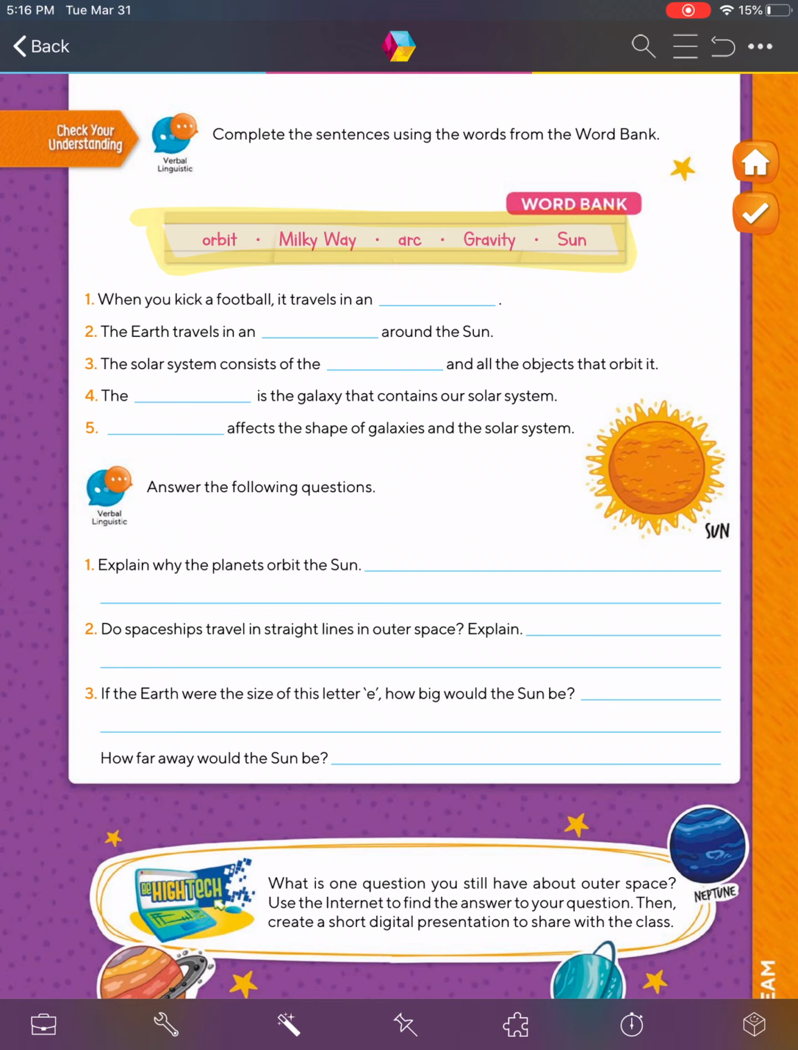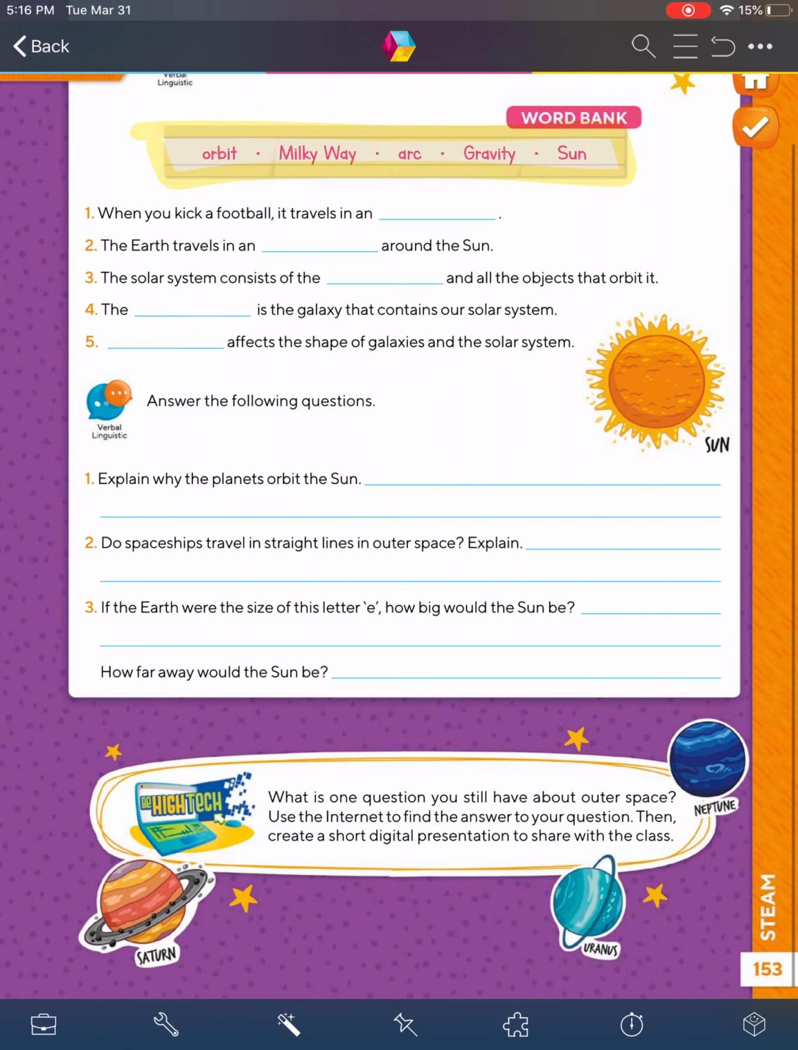Number 3, if the Earth were the size of this letter E, how big would the Sun be? On the previous page at the end, we were talking about the size of the Earth and the Sun, right? So you can always go back on the previous page. Now, how far away would the Sun be? Using the same explanation. Now, there is a last exercise over here that says, what is one question you still have about outer space? Use the internet to find the answer to your question.